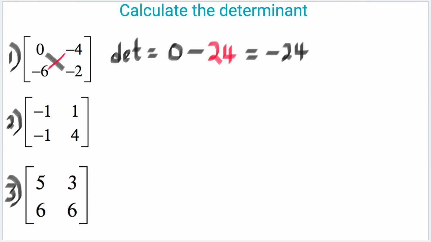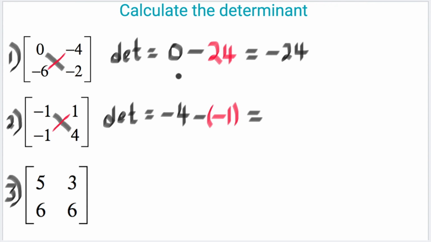The second question, the process is the same. We're going to write determinant, indicating that we're about to calculate the determinant. And then I'm going to multiply -1 times 4. Those two numbers are diagonal. Top left times bottom right, and that is -4 minus, and then I'm going to multiply the bottom left times the top right. -1 times +1 is -1, so I'm going to put that in parentheses, equals -4 minus -1, so the two negative signs combine to make a plus sign, and the answer is -3.